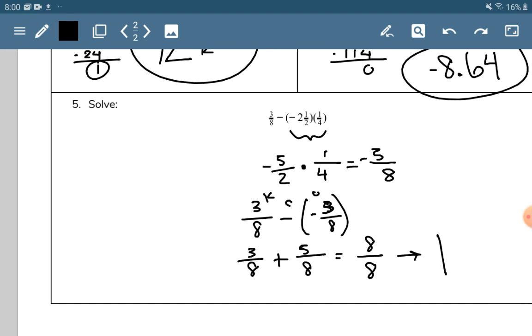And I'm going to go back to my addition problem here. And I actually don't have any negatives in that problem. That means that my answer must be a positive. I have more positives when adding.